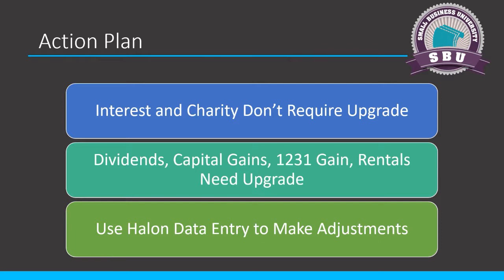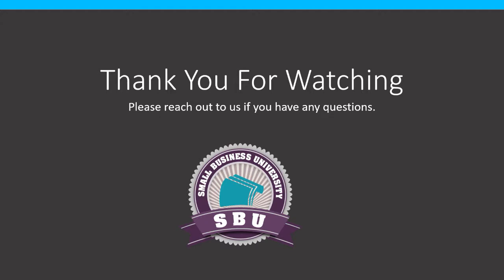So, you know, that's why the Halon system works, right? Because you guys are looking at things, the CPA tax team's looking at things, Halon's looking at things. That means nothing gets missed and everything is very, very accurate. So that's the action plan for this Schedule K module. And then that's it. So 31 minutes, not too bad.